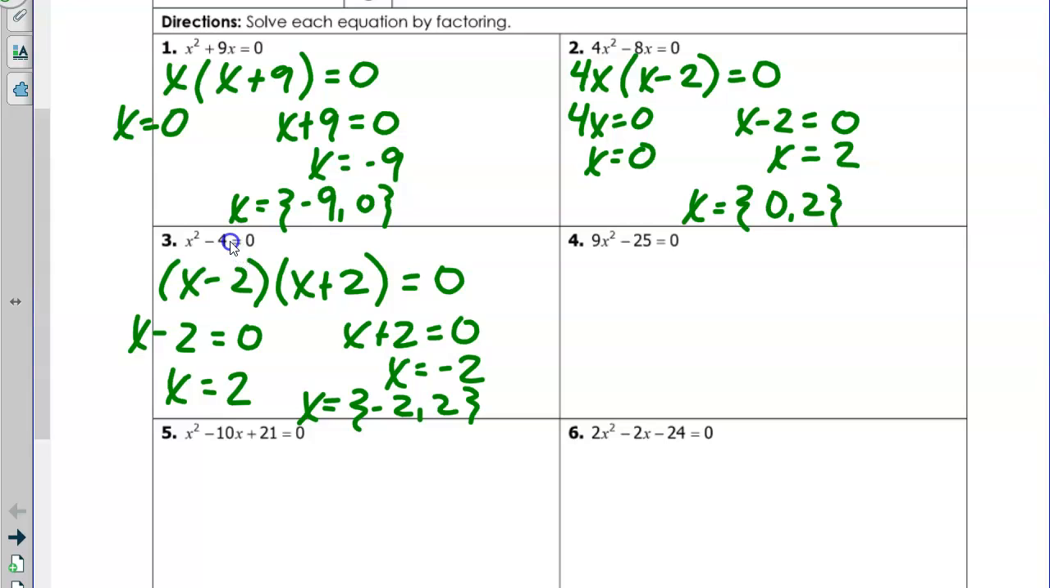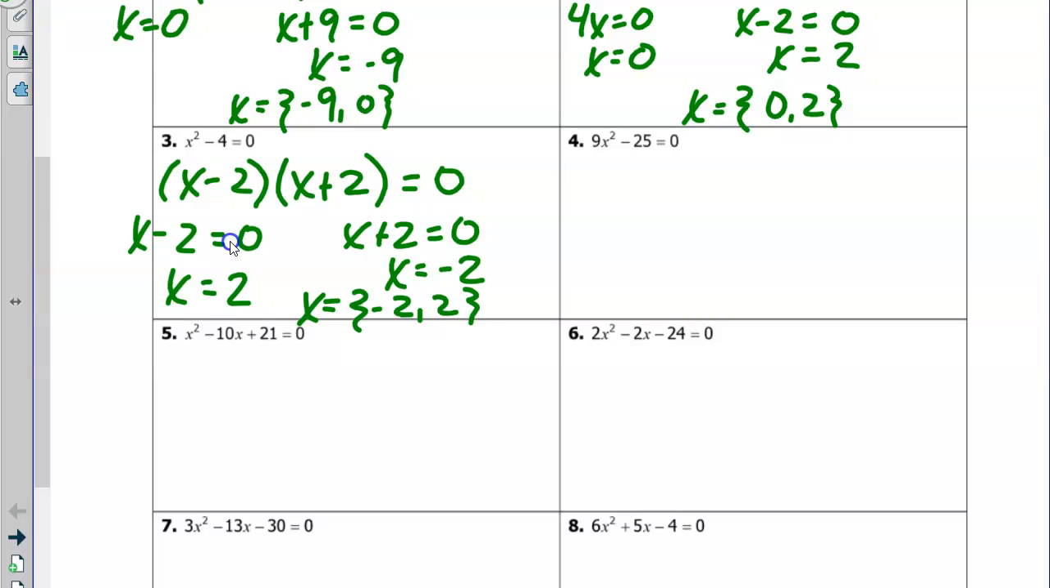All right, look at number 5. How do I factor number 5? Very good. Yeah. Because the factors of 21 that give us a negative 10, negative 7, negative 3. So we'd have x minus 7, x minus 3 equals 0. What's my next step? Separate them, right. We set each of them equal to 0.